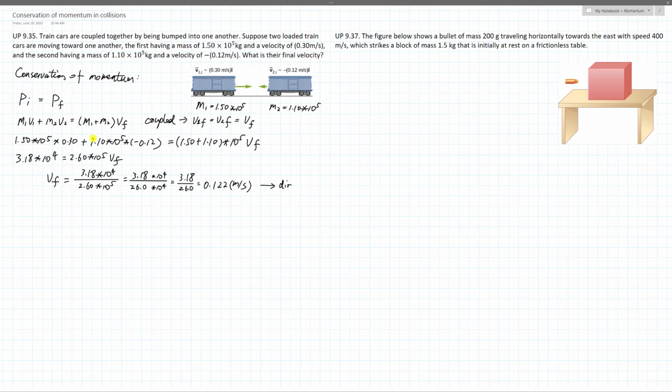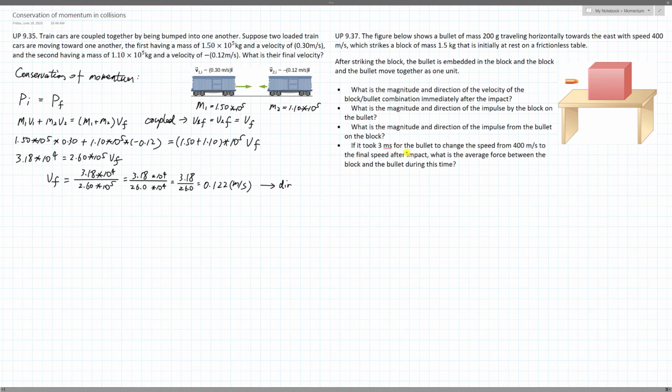Okay, so now let's move on to the right side. This is University Physics, published by OpenStax again, Chapter 9, question number 37. So in this figure, we have a bullet and a block of wood. Okay, so let's take a look. We have a bullet of 200 grams traveling horizontally towards the east, so this direction, with speed 400 meters per second, which strikes a block of mass 1.5 kilograms that is initially at rest on a frictionless table.